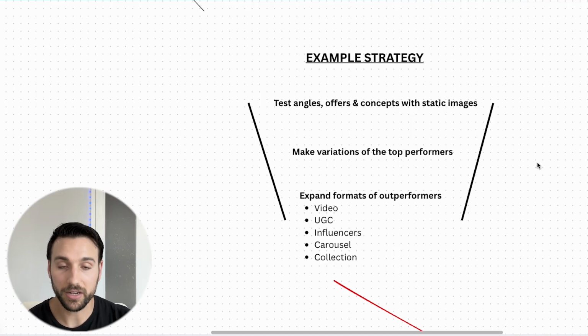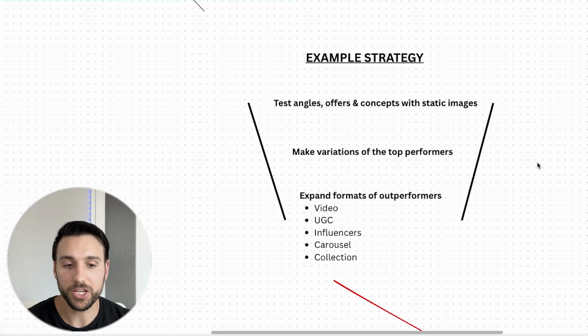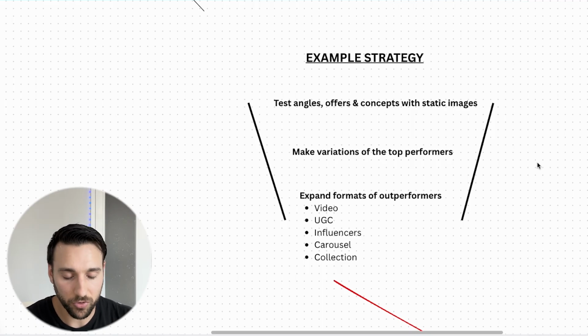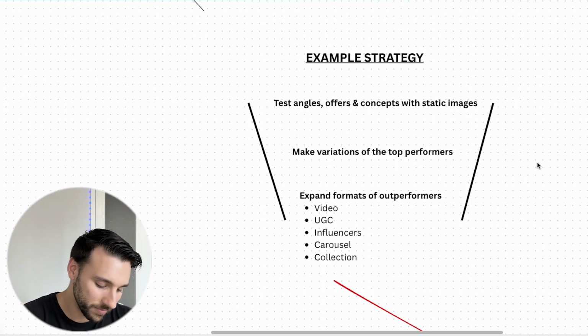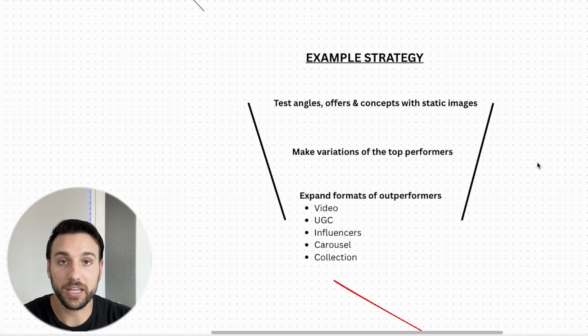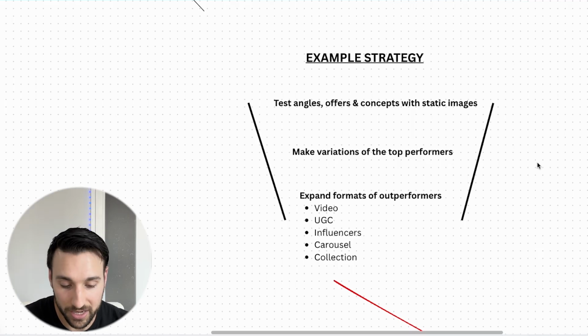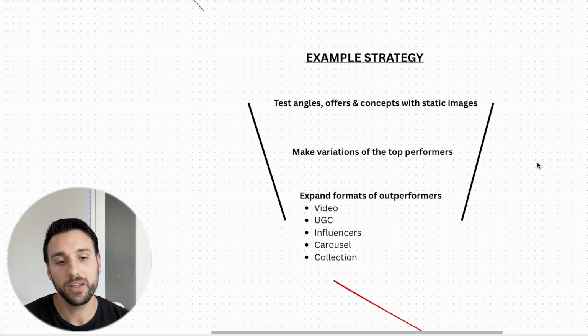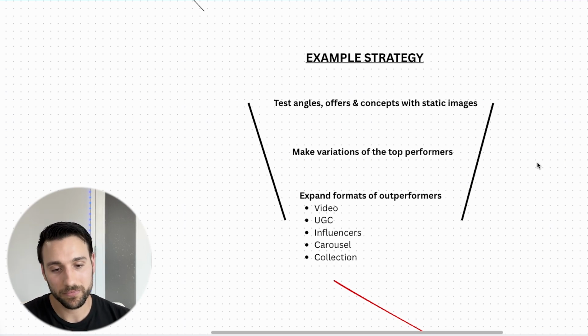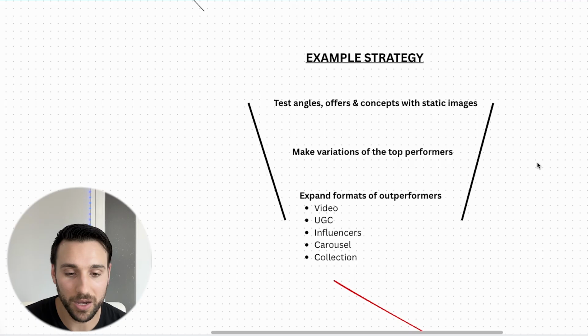From there, once you've identified a couple top performing concepts, angles, offers, you can make variations of that. And then once you've found some winners in the variations of the top performers, now you can expand the formats of the outperformers. So what this is doing is it's making it super quick for you to get to market with static images. It's completely lowering the time for you to find winning ads. And then you're making variations of those ads. And only when you've found a winning concept and a winning variation of that concept, now you can expand the formats of those outperformers.